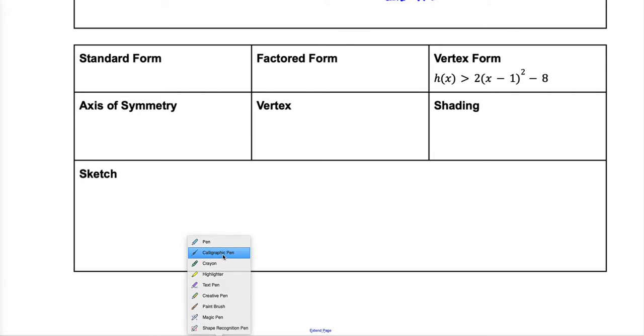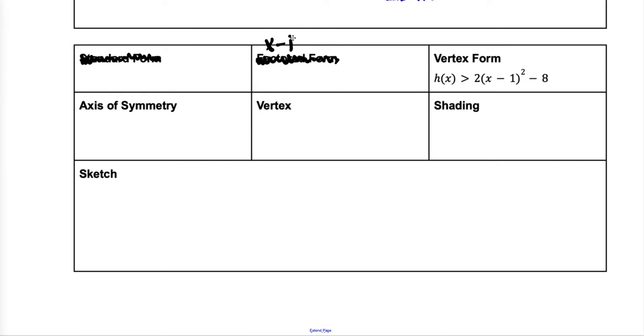Let me cross out these two, which we're not going to need to know how to change them to. And the factored form is only there as a box to figure out the x-intercepts. So this is probably a more accurate title anyway, because factoring is one way to get that, but you don't have to do it by factoring.